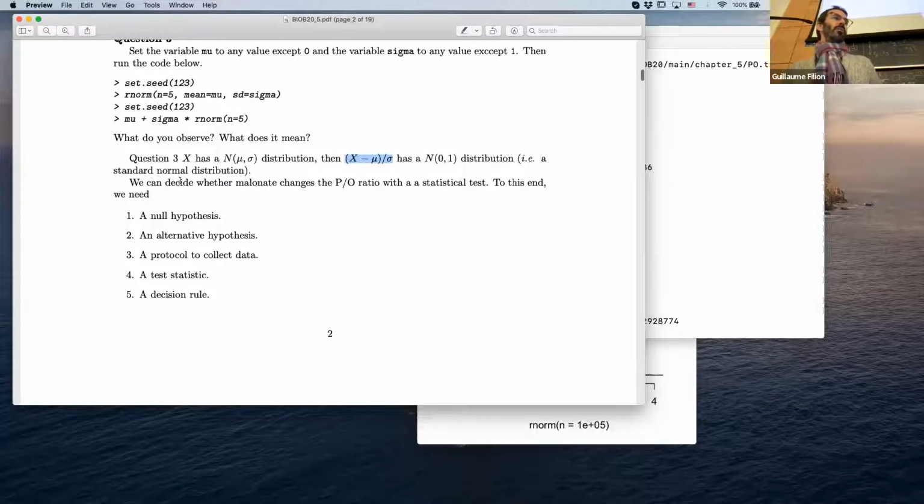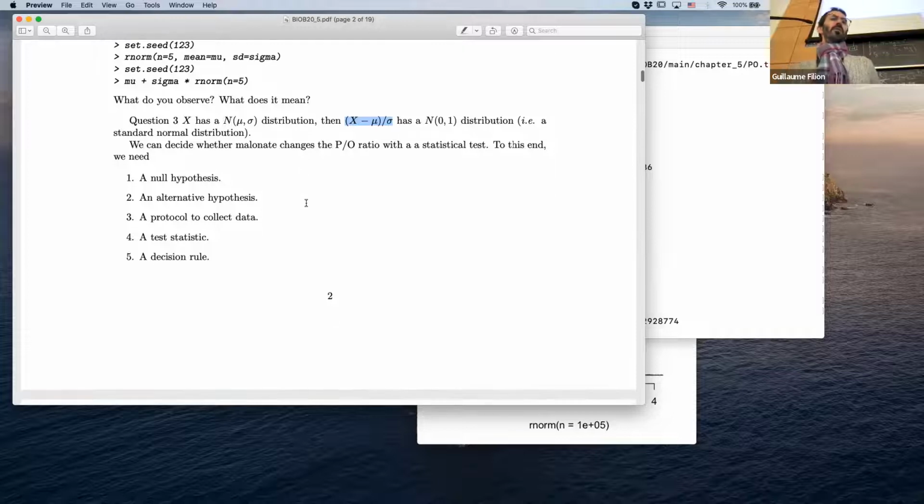We can decide whether malonate changes the P2O ratio with a statistical test. Yeah, of course, that's what we're going to do. To this end, we need the 5 elements. It's always the same 5: a null hypothesis, an alternative hypothesis, a protocol to collect data, a test statistic, and a decision rule.